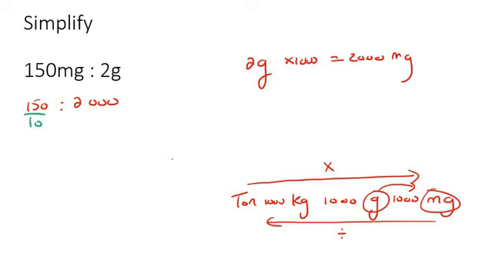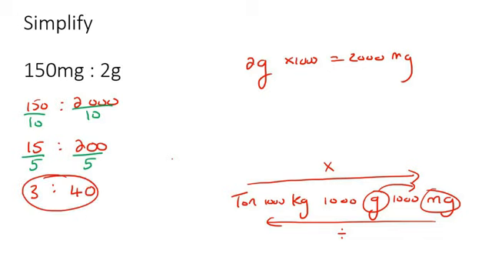So we divide by 10, divide by 10. And so you end up with 15, and you could divide by a different number if you wanted to. And then 2000 divided by 10 is going to be 200. Then the number 5 could go into both, so we divide by 5, and that's going to give us 3. And then 5 goes into there 40 times. You could use your calculator for that. And then we cannot go any further than that. And so that would be our final answer.